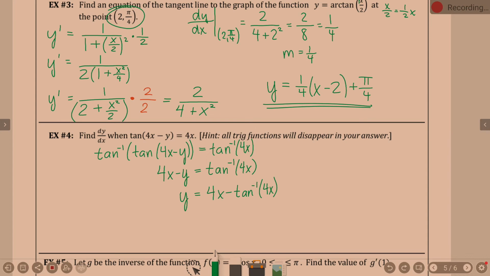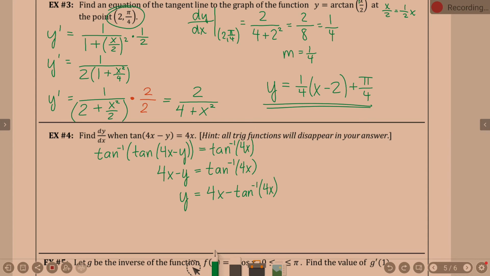And if you don't like it, write it down in 2 steps, right? If you're looking at me saying, nope, don't like it, that's fine. You don't have to like it. But basically in my brain, I add y to the right. That makes it positive y. 4x is already over here. I subtract tangent inverse 4x. But then I also, at the same point, flip-flop sides. Okay, can we differentiate now?